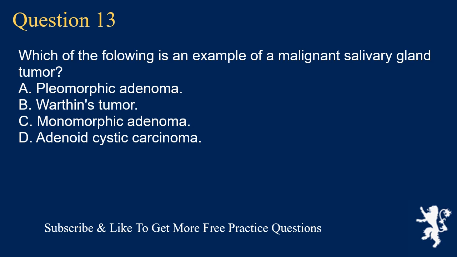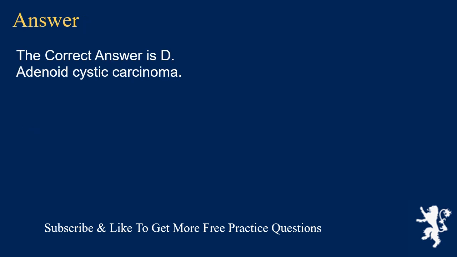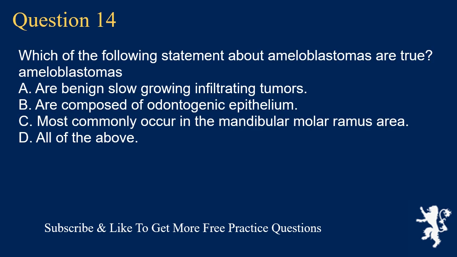Question 13. Which of the following is an example of a malignant salivary gland tumor? A. Pleomorphic adenoma. B. Warthin's tumor. C. Monomorphic adenoma. D. Adenoid cystic carcinoma. The correct answer is D. Adenoid cystic carcinoma.